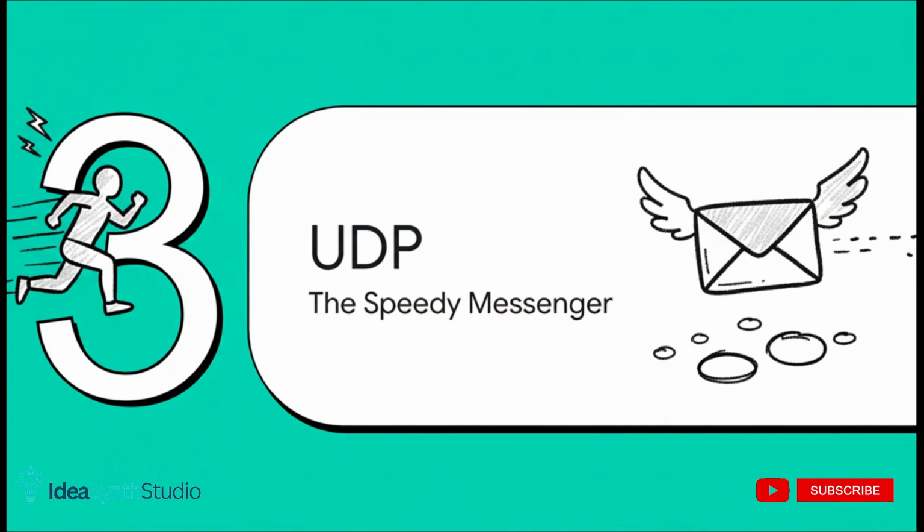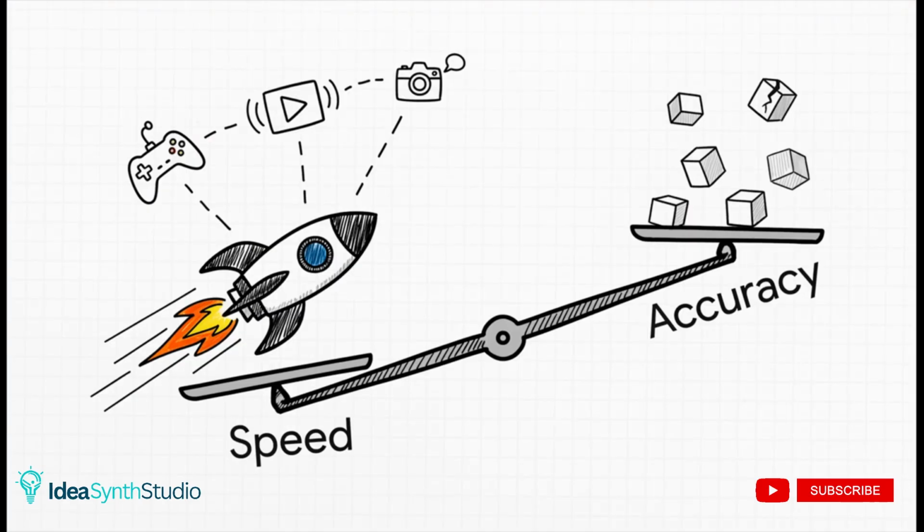Meet UDP. Yep, this is UDP, the User Datagram Protocol, and its philosophy is the complete opposite of TCP's. UDP is all about speed, speed, speed. It's the internet's express delivery service. It gets rid of all the extra baggage. No handshakes, no acknowledgements, no error checking. It's built for those times when a tiny bit of data loss is totally worth it to get real-time, lightning-fast performance.